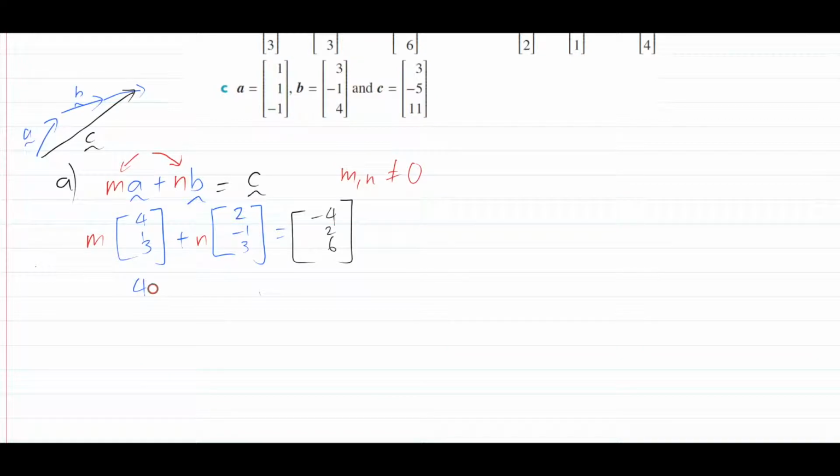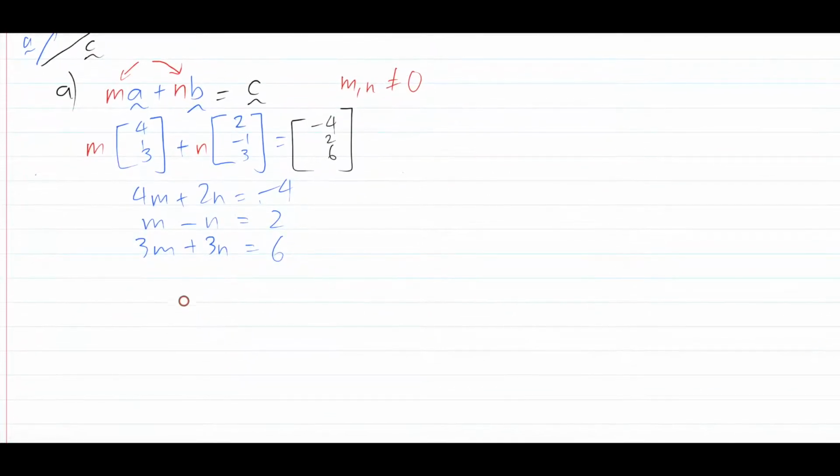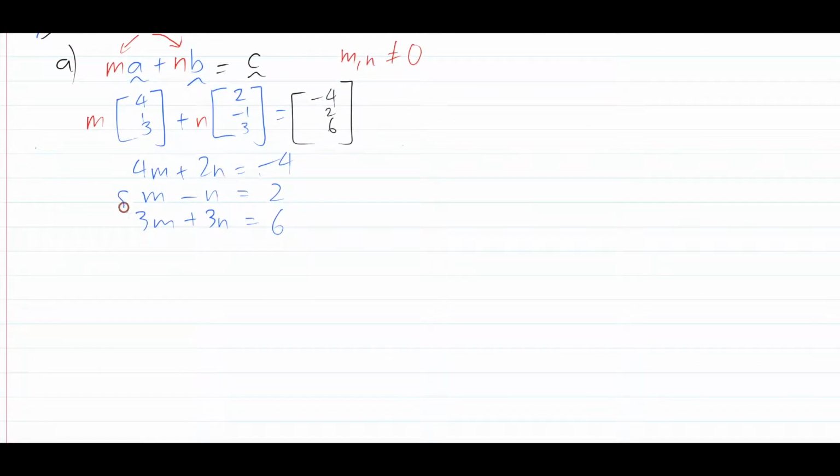So 4 times m plus 2 times n should equal -4. And then m times 1 plus -1 times n should equal 2. So you're setting up equations, and later on we're going to use simultaneous equations to solve for that. So I'm just going to finish it off first. 3m plus 3n equals 6 right there. Okay, so you've got 3 equations, and we're going to do simultaneous equations to solve for m and n. And let's have a go.